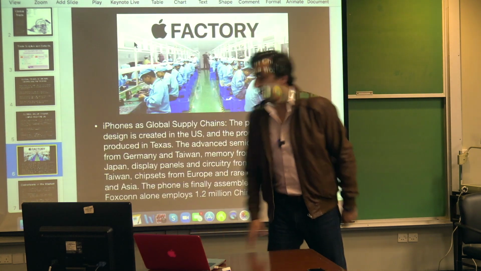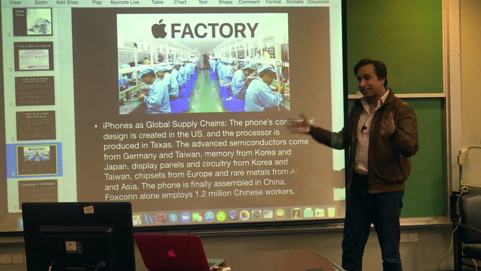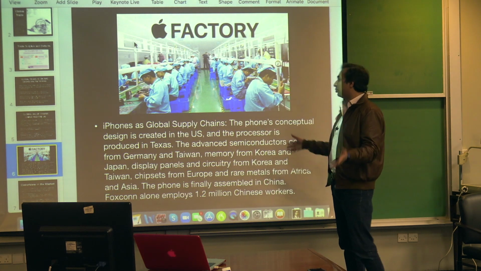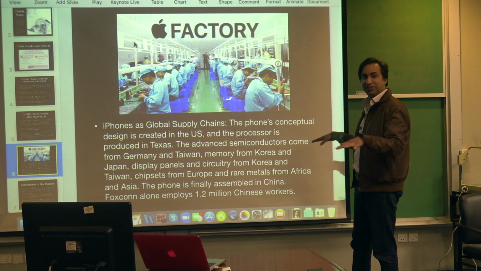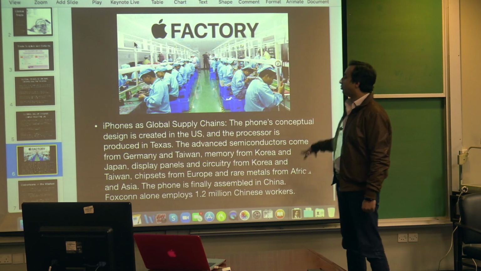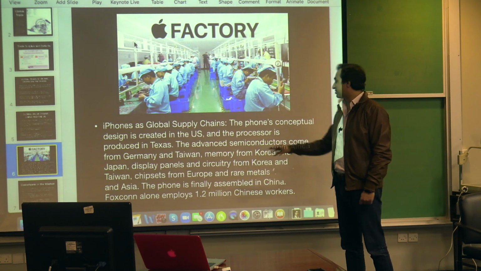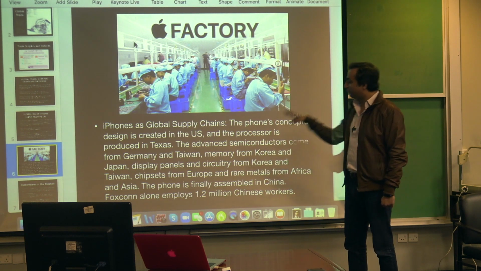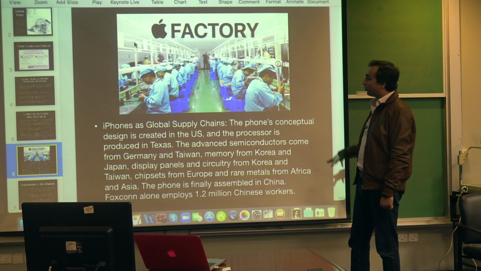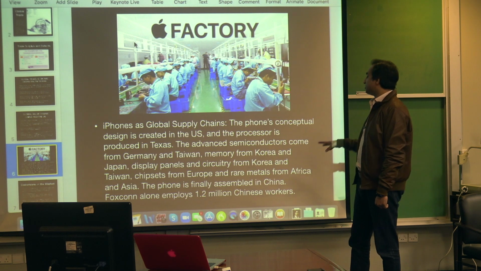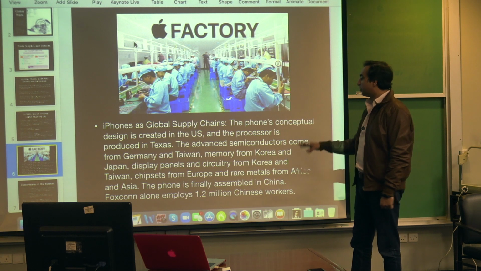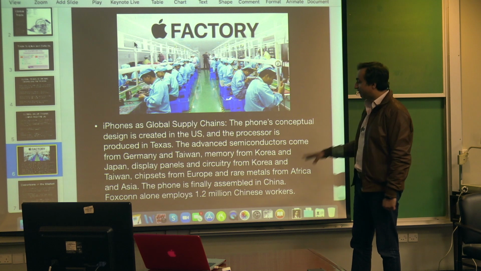And of course, the iPhone is the classic example of something that's produced globally. You can see the global supply chain here. The phone is conceptualized and created in the US. The processor is produced in Texas. The advanced semiconductors come from Germany and Taiwan. Memory from Korea and Japan. Display panels and circuitry from Korea and Taiwan. Chipsets from Europe and rare metals from Africa and Asia.